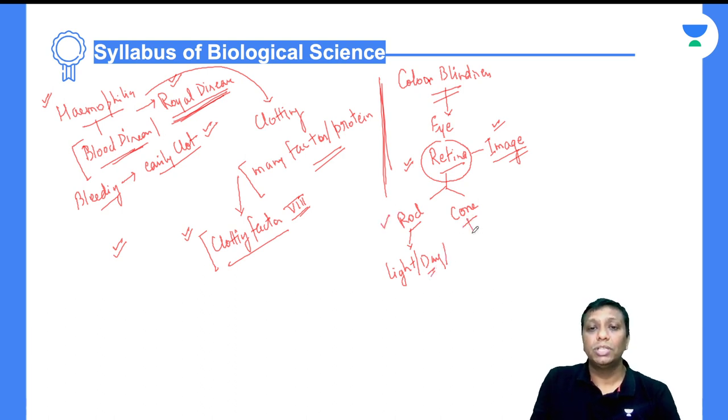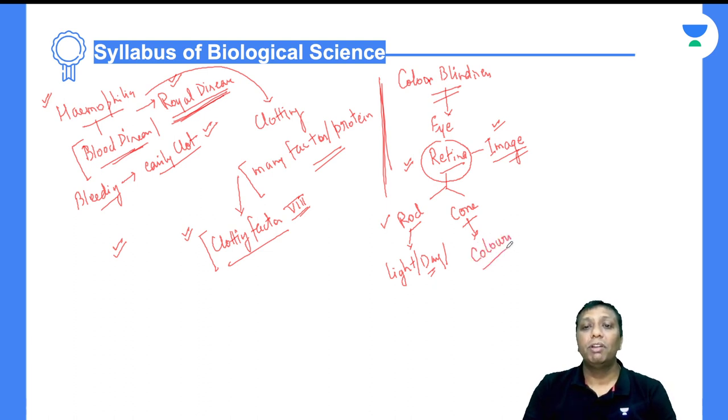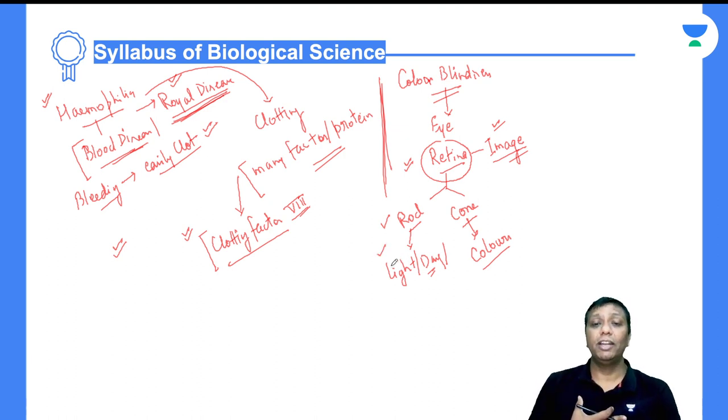And what about the cone cell? The cone cell provides the information about the colors. Everybody remember, it provides the information about the colors. With the help of the cone cells inside my eye, I can find out whether it is red, black, blue, or white, whatever it is.